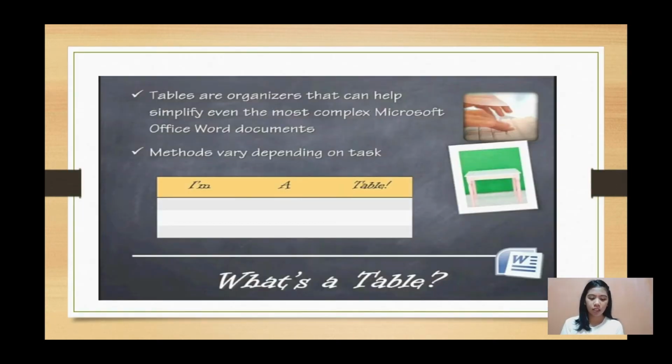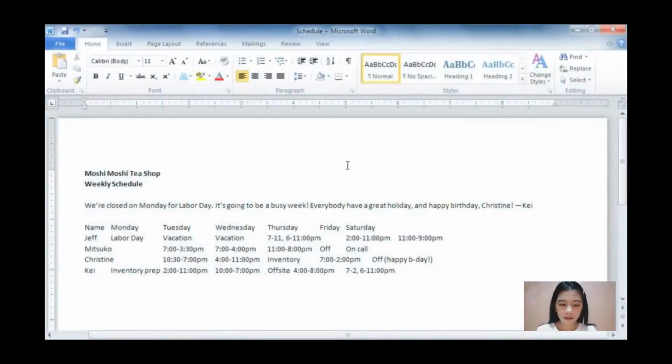So what are tables? Tables are organizers that can help simplify even the most complex Microsoft Office Word documents. My methods vary depending on the task. Depending on what you are working on, positioning your text using commas, spaces, or tabs can be time-consuming and limiting for what you can do. This schedule, for example, isn't very easy to read. That's when tables come in handy for organizing your text in rows and columns instead of paragraphs.